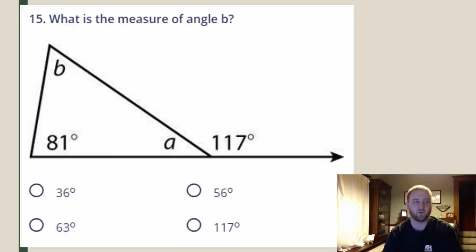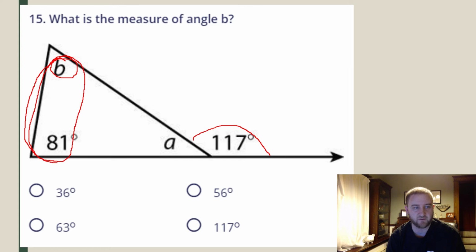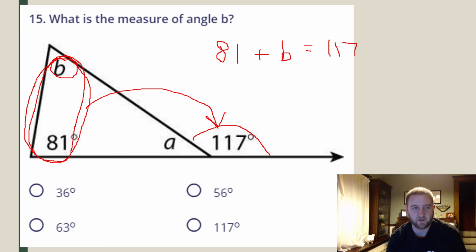All right, this one says, what's the measure of angle B? Okay, so we want this angle right here. Now one thing hopefully you remember, so you've got this exterior angle right here. Exterior angle is always equal to the sum of its remote interior angles. These two angles right here are both remote to this exterior angle. So we want 81 plus B is equal to 117 degrees.